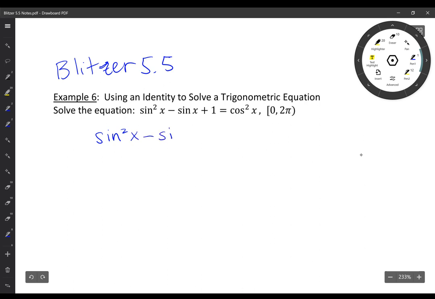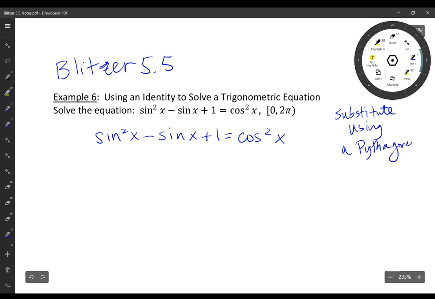sine x plus 1, is one trig function. And then on the opposite side, on the right, I've got cosine squared x. And I can't really solve like this with both the cosine squared and the sine squared. I can see how there's sine squared, sine, and a number, which makes me think factoring, but this cosine squared is not going to help. So my strategy here is going to be substitute using a Pythagorean identity so that I have just all sine or all cosine.